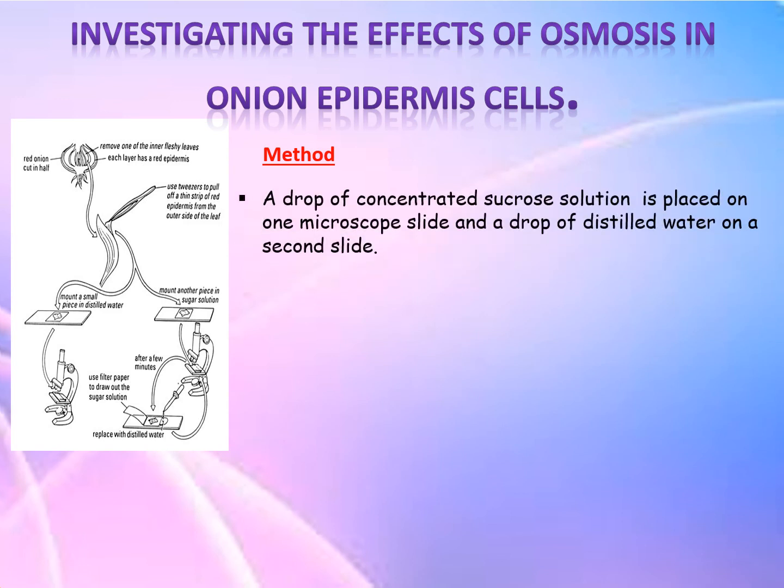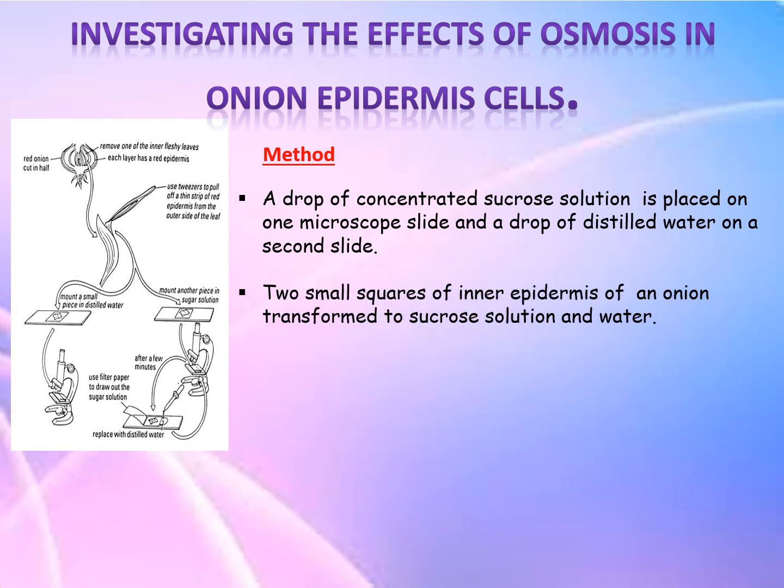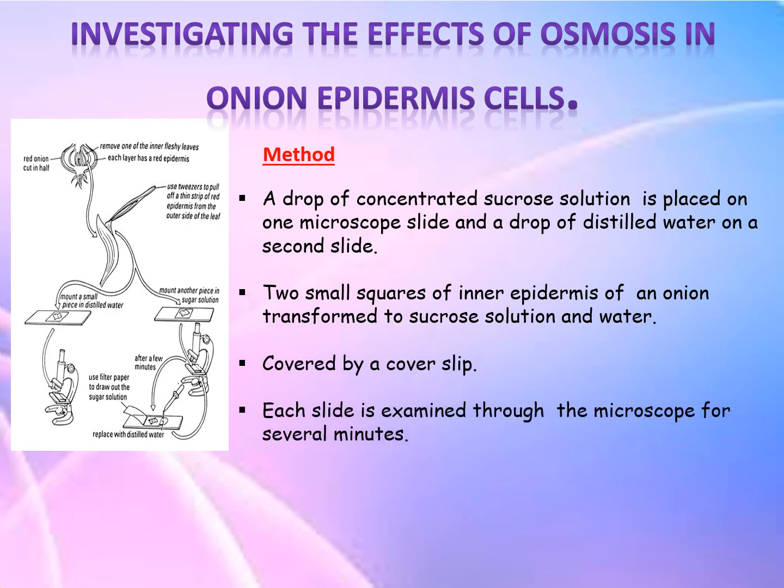A drop of concentrated sucrose solution is placed on one microscope slide and a drop of distilled water on a second slide. Then we have to take two small squares of inner epidermis of an onion and transfer them, one to the sucrose solution and one to the water on the slides. Then we have to cover them with a cover slip. Each slide is examined through the microscope for several minutes.